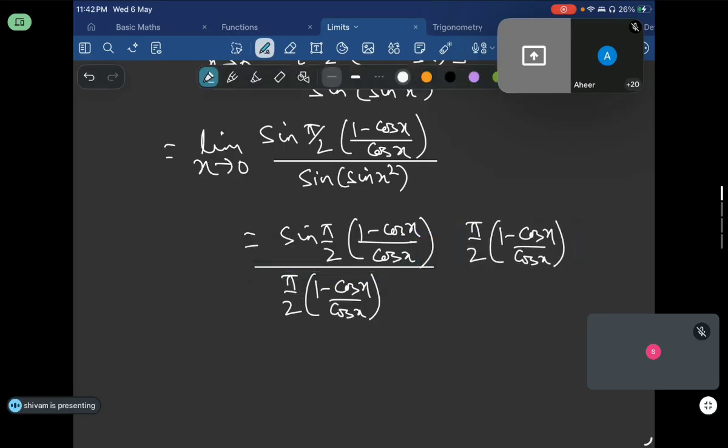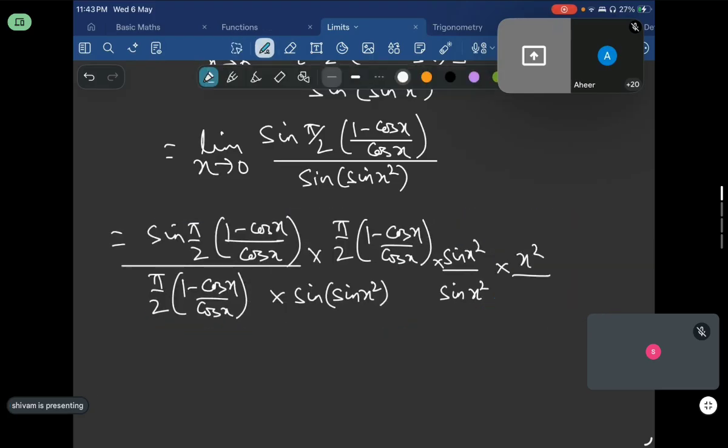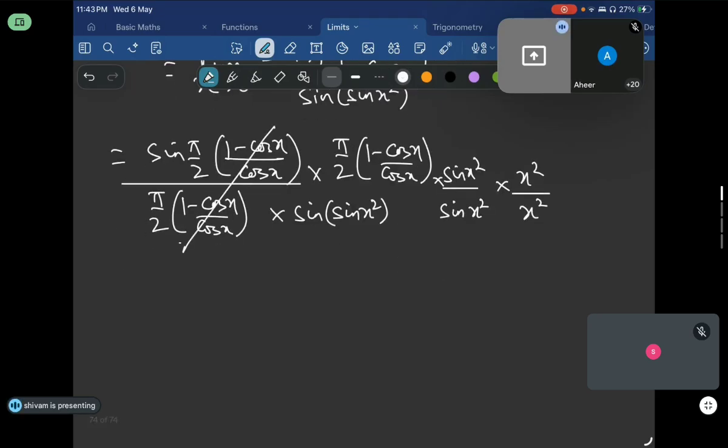Okay, next. And over here, sine of x square. So sine of x square, we need to multiply by sine of x square in the numerator. We have to divide by sine of x square in the numerator. Again, for sine of x square, we need to multiply by x square in the numerator. Divide by x square in the denominator. Okay. See, everyone, this whole thing will become 1.